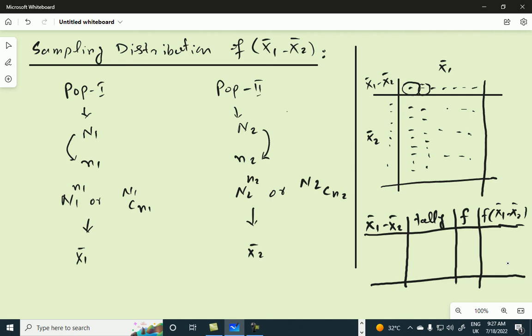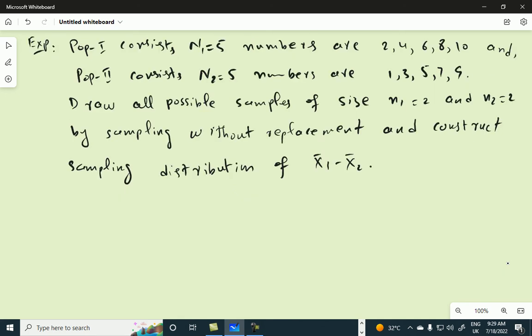To understand this properly, let us take an example. This is the question. Population 1 consists of 5 numbers: 2, 4, 6, 8, 10. Similarly, population 2 also consists of 5 numbers: 1, 3, 5, 7, 9. The question is, draw all possible samples of size n1 equal to 2 and n2 equal to 2 without replacement, and construct the sampling distribution for the difference between two sample means. So, let us do it.